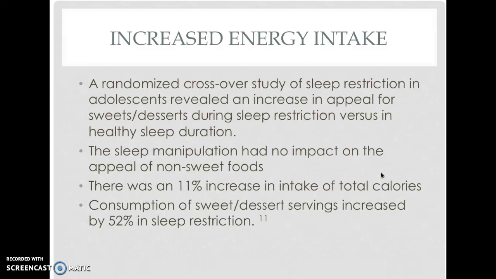So in a randomized crossover study of sleep restriction in adolescents, it revealed an increase in appeal for sweets and desserts during sleep restriction versus in healthy sleep duration. A sleep manipulation had no impact on the appeal of non-sweet foods, only those that were sweet. And there was an 11% increase in intake of total calories, and consumption of sweet and dessert foods increased by 52% in sleep restriction.